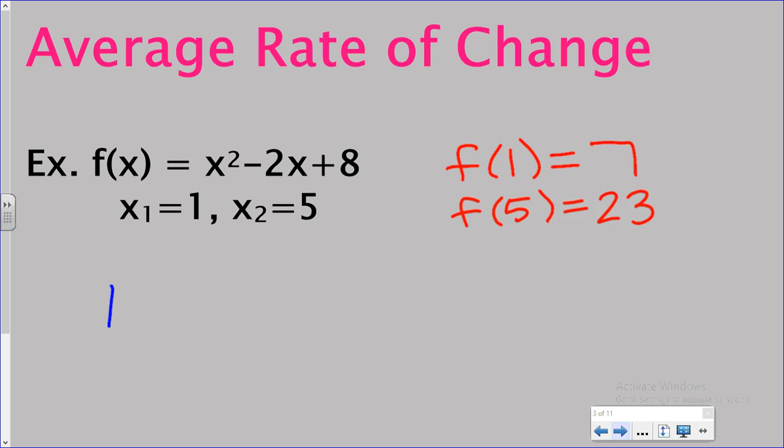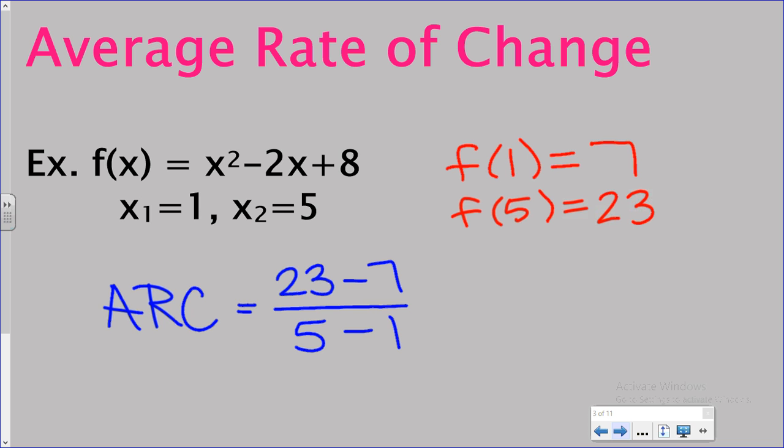So when we calculate, I'm going to abbreviate average rate of change, ARC, average rate of change. Okay, all we're doing is we're finding slope between these 2 points. So 23 minus 7 over 5 minus 1. Difference in y's over difference in x's. What does that give us? Gives us 16 over 4, which reduces down to 4. Okay.